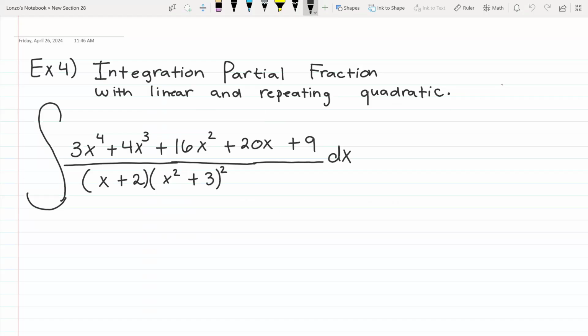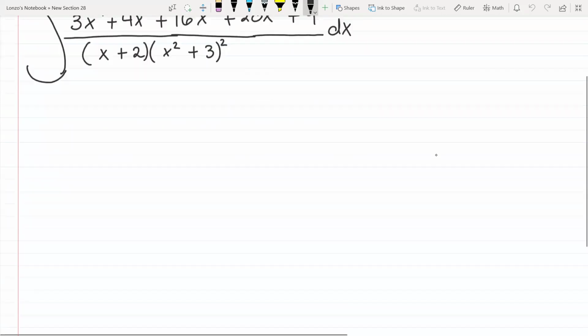Hello, in this video I will integrate partial fraction with a linear and a repeating quadratic. So we have a linear, x plus 2 is the linear, and then we have a repeating quadratic. So let's first decompose this fraction.